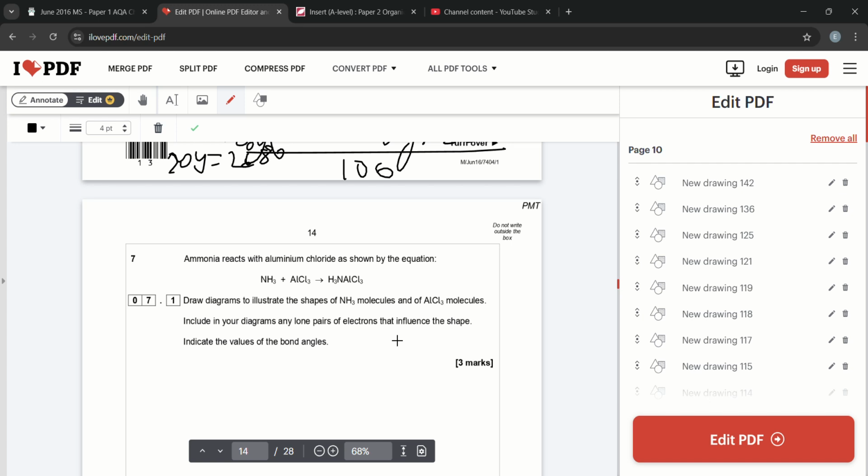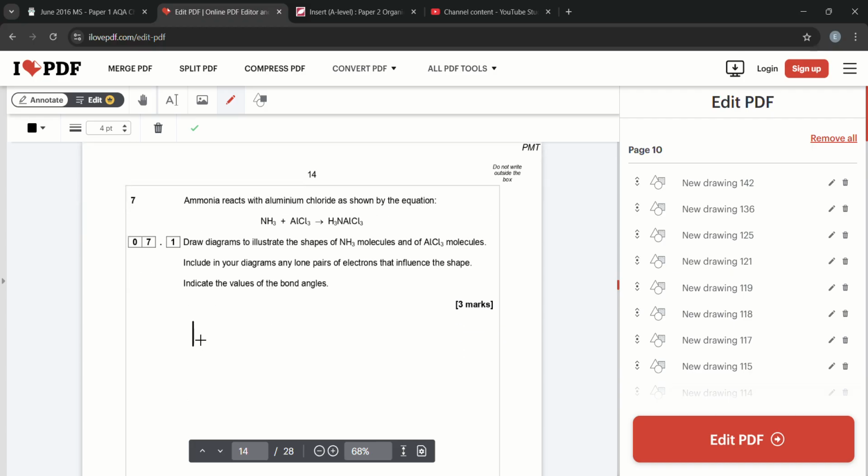Question 7. Ammonia reacts with aluminium chloride as shown by the equation NH3 plus AlCl3 gives H3N-AlCl3. 7.1 Draw diagrams to illustrate the shapes of NH3 molecules and of AlCl3 molecules.